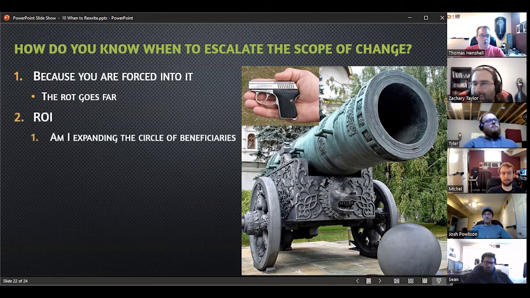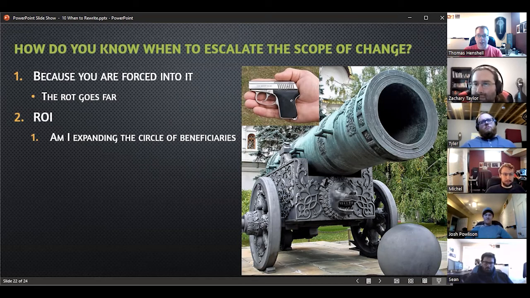The second is the ROI. Am I expanding the circle of beneficiaries on this? And so I believe that I am. It's not affecting just the town house display. It's affecting every hex displaying anything. So when you go to a hex and you see trees in the background or you see water or whatever, it's the same system that is messed up that is affecting that. So it's not just the one house. It's anytime we look at a hex. So how do I know to escalate?